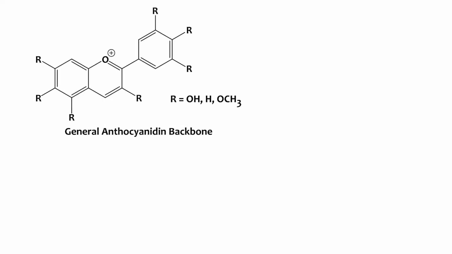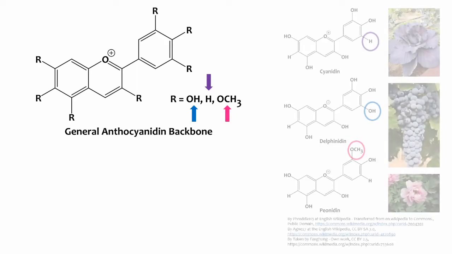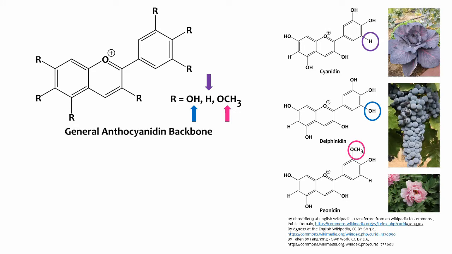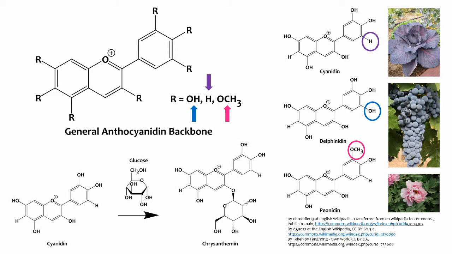Anthocyanins all have the same basic structure. They start with an anthocyanidin backbone, which can have varying combinations of hydroxyl, hydrogen, and methoxy groups surrounding the rings. The exact placement of these substitutions give rise to many different anthocyanidins, each of which can become the basis for many more anthocyanins. Anthocyanins are then formed from these anthocyanidin backbones by replacing the hydrogen on one or more hydroxyl groups with a sugar. Here, this hydrogen in cyanidin is replaced by glucose to make chrysanthemin.